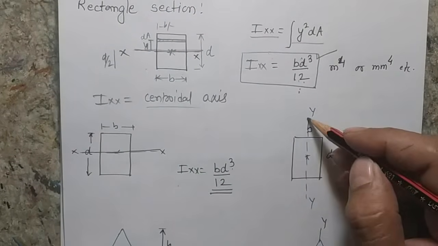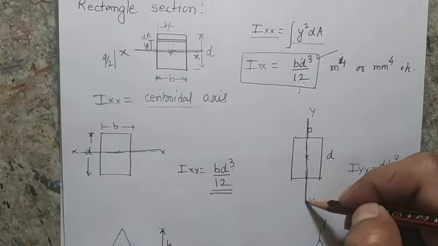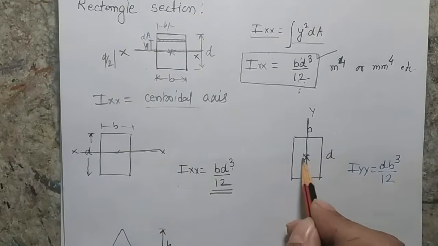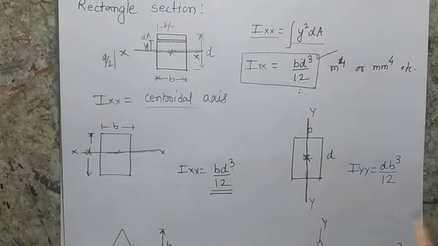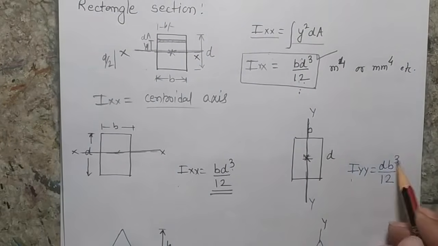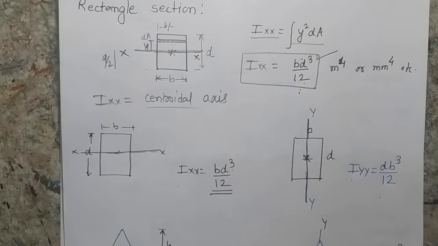Suppose I am interested to find the moment of area about the vertical centroidal axis, which is passing through the centroid but in the vertical orientation. So it will be just opposite. The d and b will be replaced, and now it will be db cube by 12. So I suggest students remember this formula.